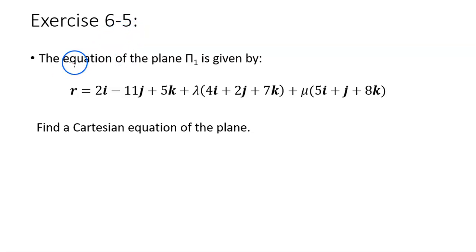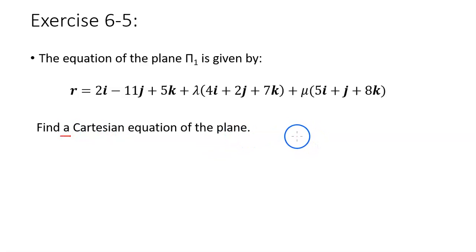Exercise 6.5. The equation of the plane pi1 is given by r is equal to 2i minus 11j plus 5k plus lambda times 4i plus 2j plus 7k plus mu times 5i plus j plus 8k. Find a Cartesian equation of the plane. Now, I'll note that it says find a Cartesian equation of the plane.